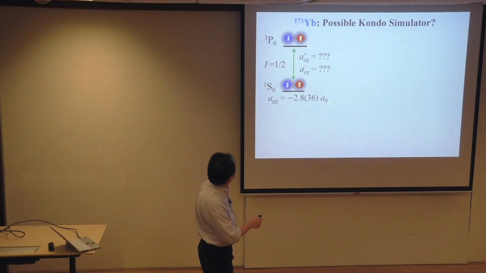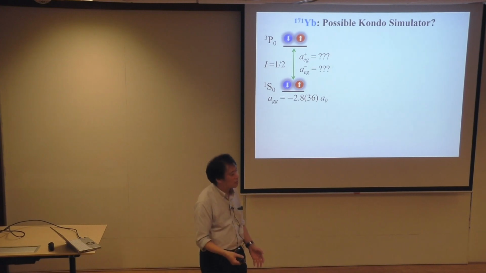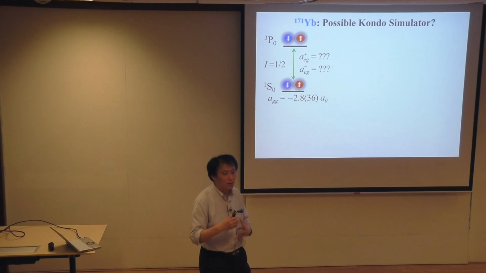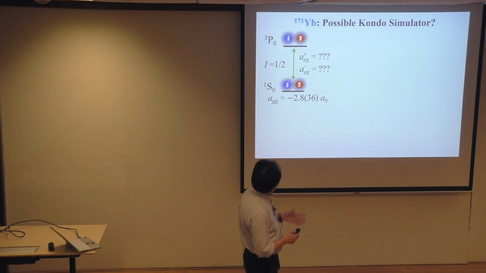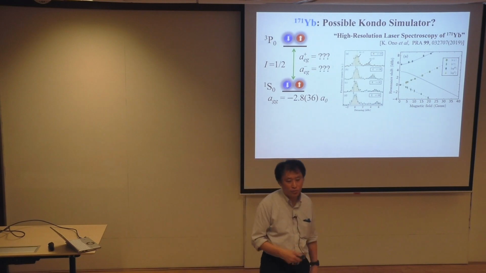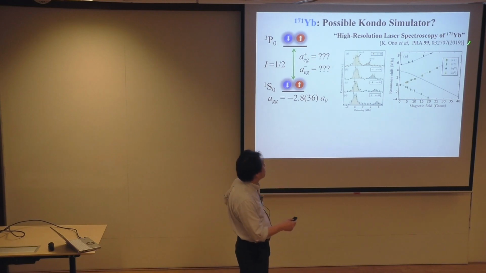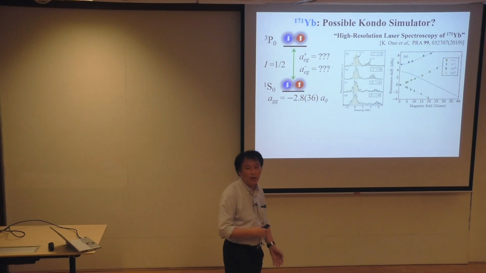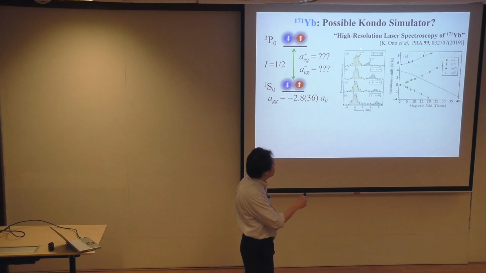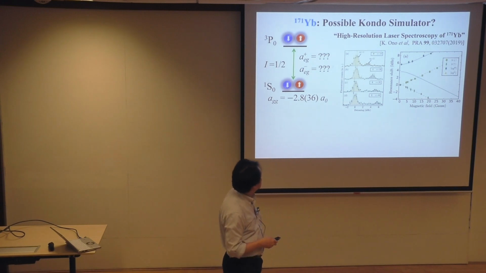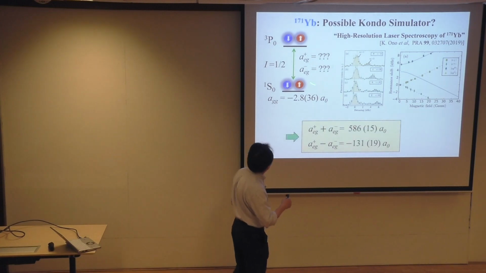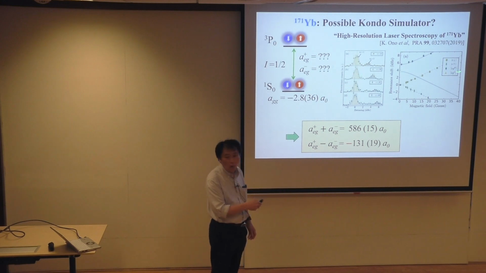For ytterbium-171, only the ground state scattering length is known to be very small, and interorbital scattering lengths are not known. To determine these interorbital scattering lengths, we performed high-resolution laser spectroscopy of ytterbium-171 in an optical lattice, with details described in our recent paper. From these measurements, we could determine the interorbital scattering length for ytterbium-171.